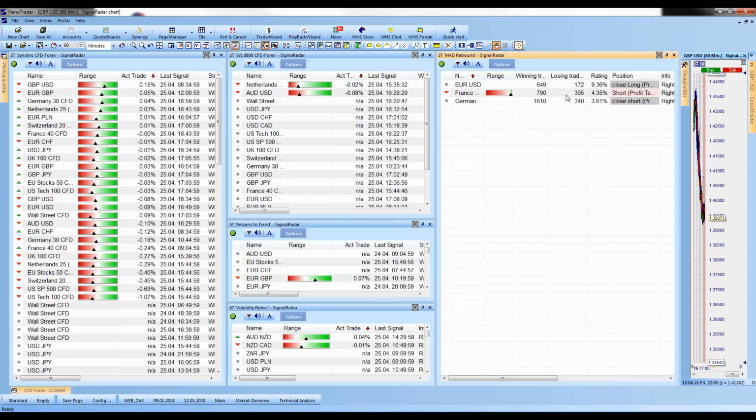It's just to show you the number of winning trades, which is this column here, versus the number of losing trades, and we can see that the ratio is actually quite good, winners versus losers. And we can also see the return of the trades on the DAX, the trades on the CAC 40, the trades on the Euro US dollar over the last 4 weeks. So plus 9.3, plus 4.3, plus 3.6.